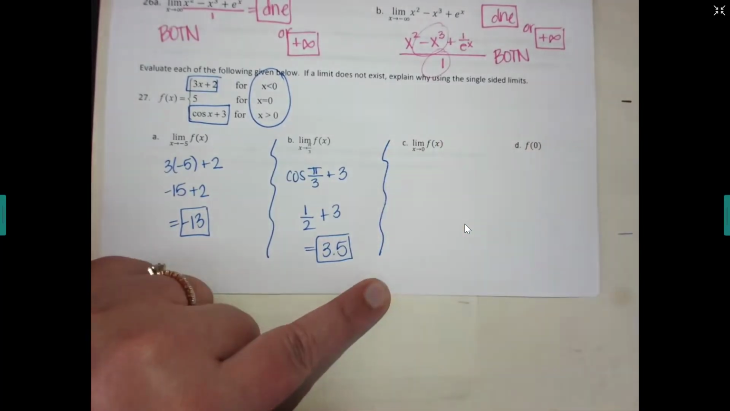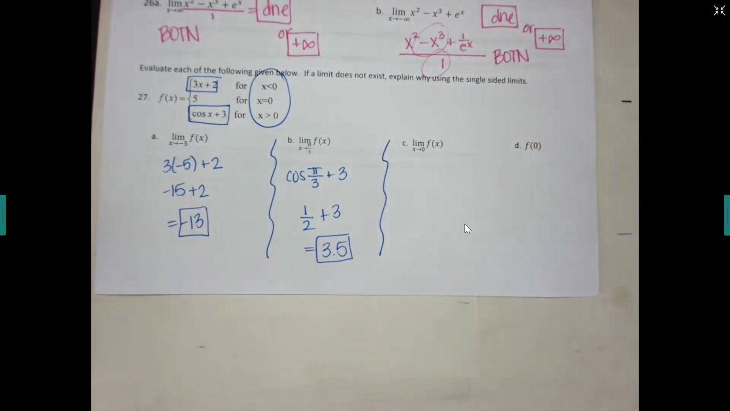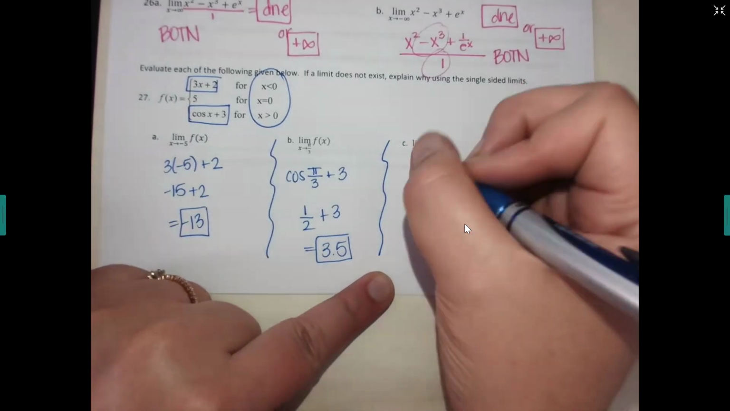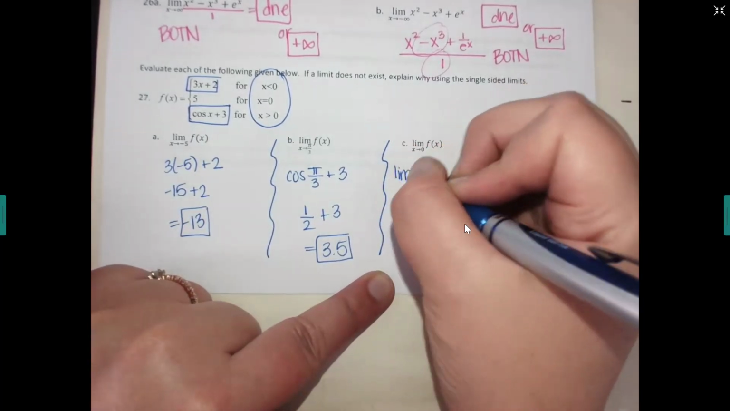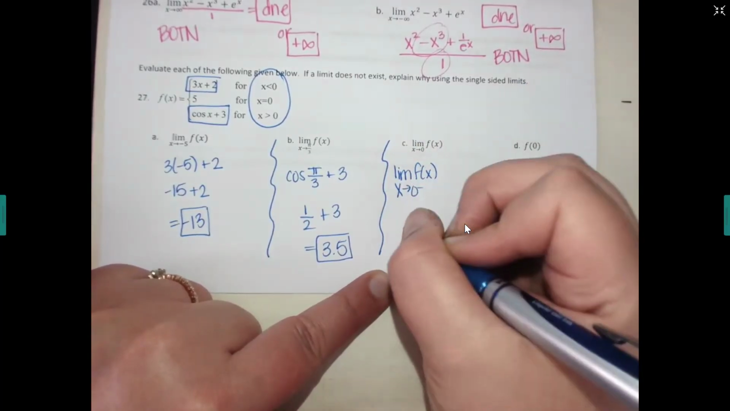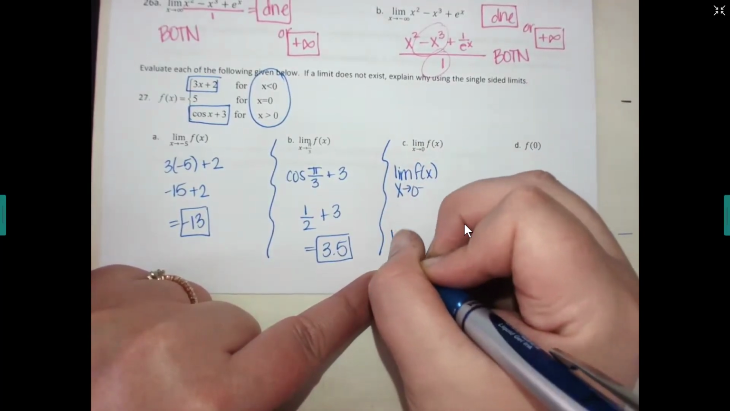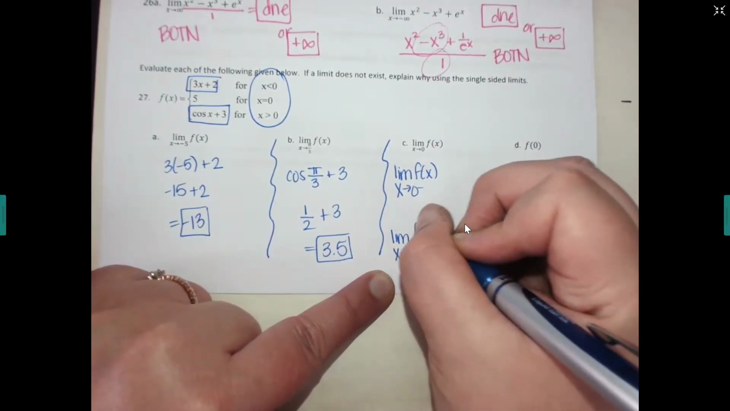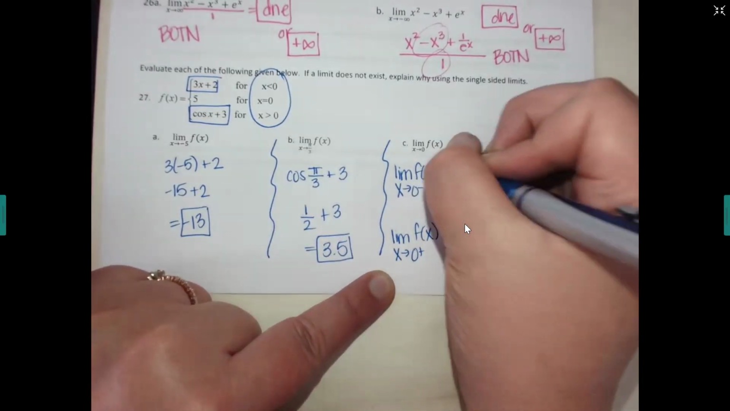Which brings us to C. If I'm doing x approaches 0 and 0 is the break point, the left limit comes from less than 0. The right limit comes from greater than 0. So which pieces am I plugging into? Top, middle, or bottom? Top and bottom. So write it out: x approaches 0 from the left and x approaches 0 from the right. But you have to check both because you're at the break point.